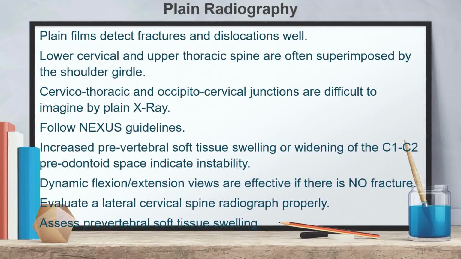Evaluate a lateral cervical spine radiograph properly. There should be a clear visualization of vertebral bodies, articular pillars, and zygapophyseal joints from C1 to T1. Assess prevertebral soft tissue swelling. The prevertebral soft tissue in front of C2 should be less than 50% of the width of the C2 vertebral body, and in front of C6 should be no more than the width of the C6 vertebral body. The spine instability is present if a lateral cervical spine X-ray shows an obvious sagittal angulation of more than 11 degrees and a translation of more than 3.5.